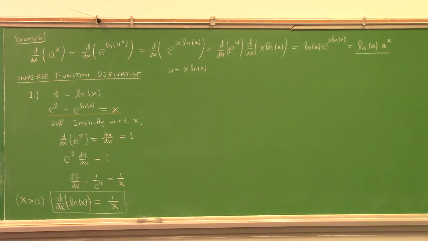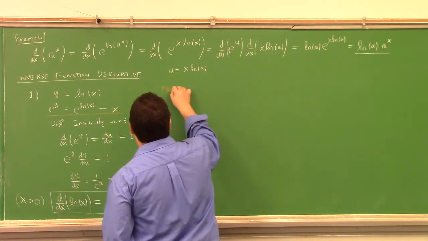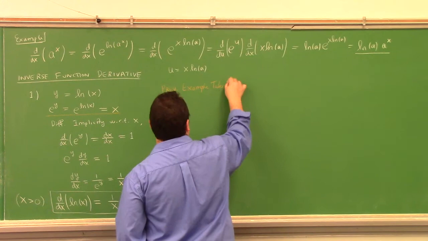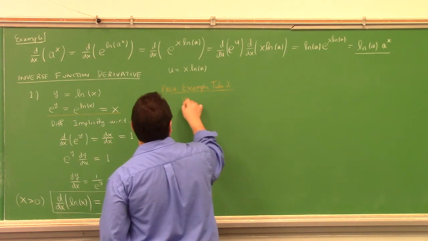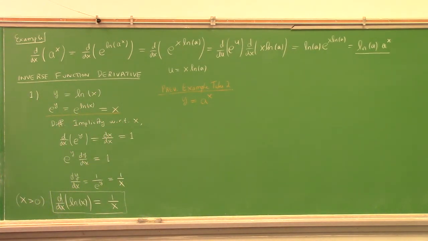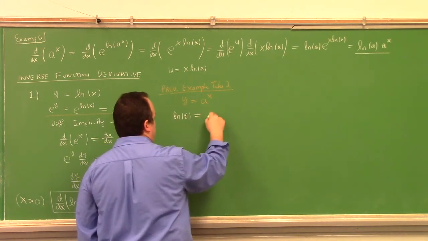Now we can return to the previous example now that we have this newfound knowledge and work it out a different way, right? So previous example, take 2. So we have y equals a to the power x, right? We're trying to differentiate that. So what we could do is we could take the natural log of the equation, right? Take the natural log of this equation, what do you get? Natural log of y is equal to the natural log of a to the x.